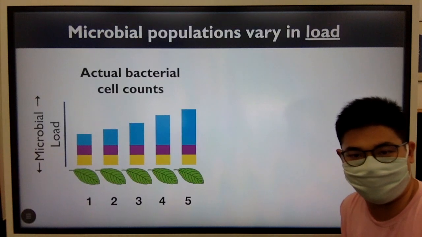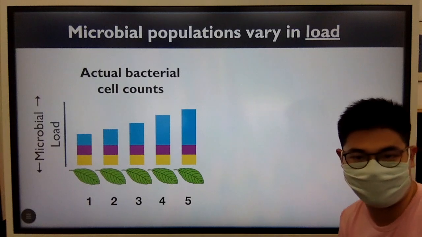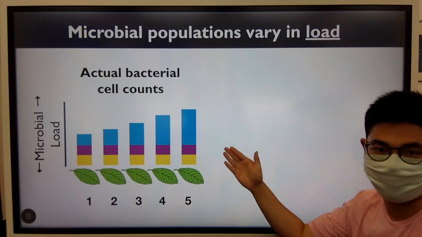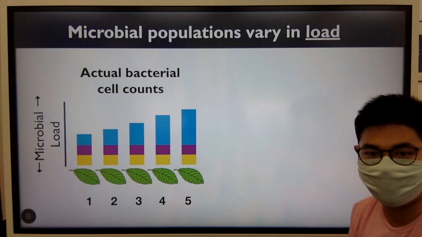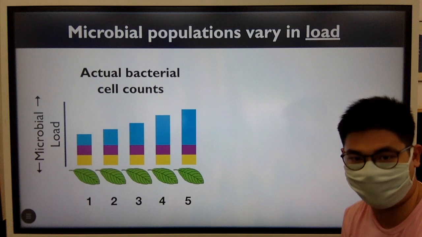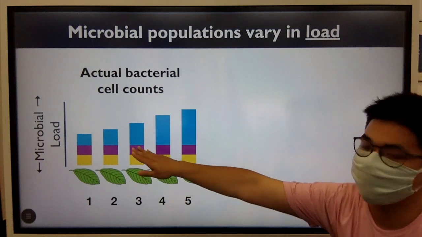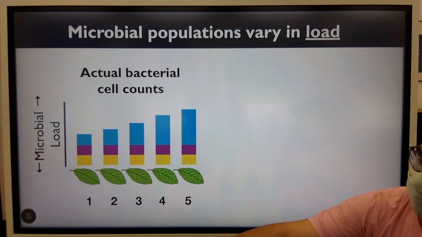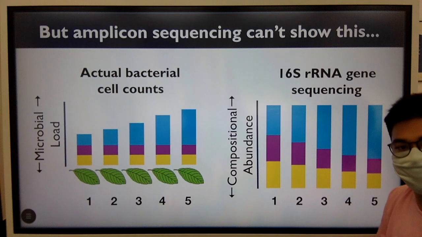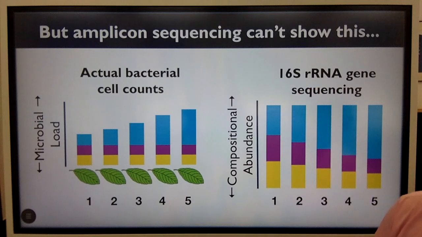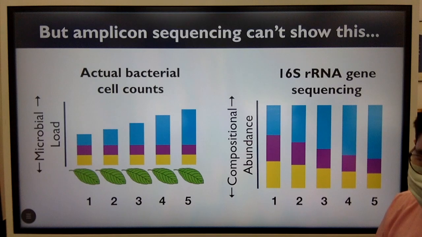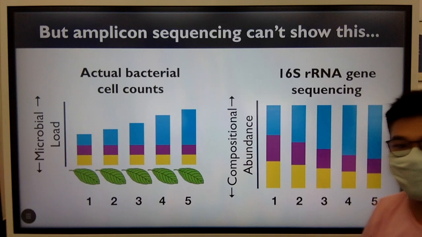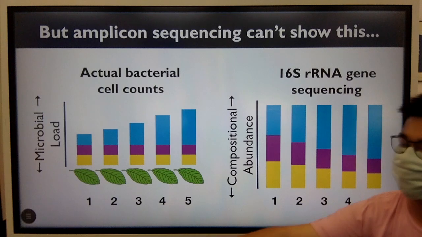So in nature, as you know, plants differ in microbial load, and each color represents a different type of microbe. As you can see here, the purple and yellow have the same amounts of microbe across these 5 plants, but the blue is increasing. And here is what people usually do: use 16S rRNA amplicon sequencing to observe microbial abundance. By doing that, they calculate a parameter called compositional abundance, or relative abundance, that scales everything up to 100%.